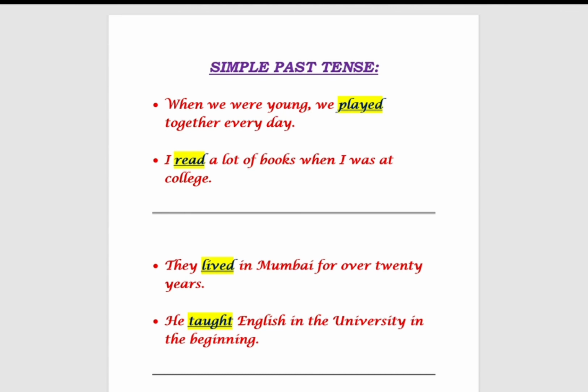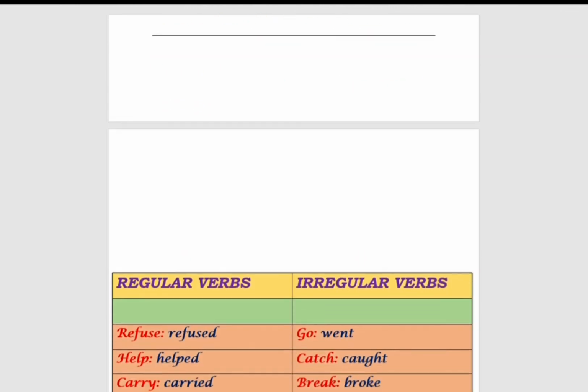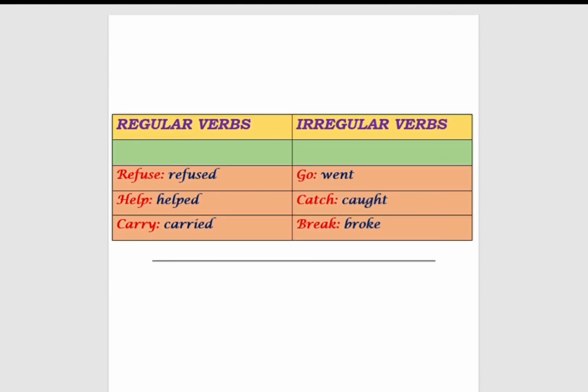Then we also use the simple past tense to show that something was true for some time in the past. Like they lived in Mumbai for over 20 years. He taught English in the university in the beginning. It means it was true sometime in the past, but now it's not happening. Then the verbs which use d, ed or ied endings to form the past tense are called regular verbs.